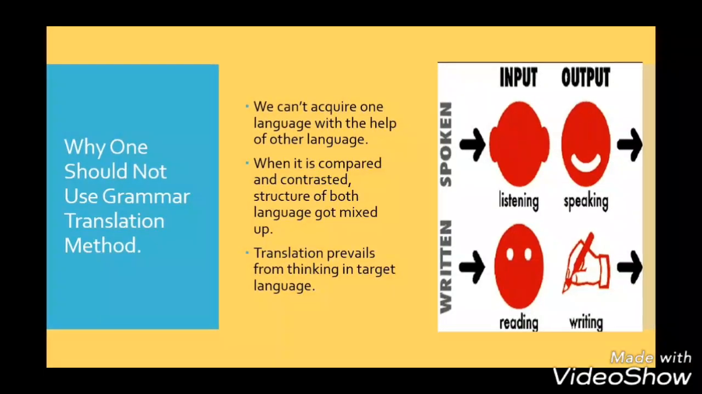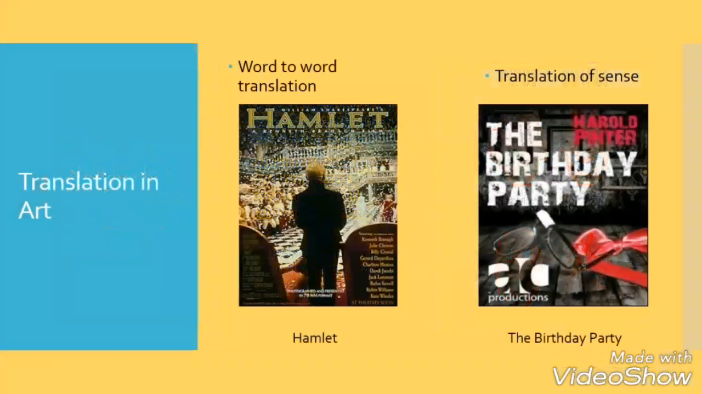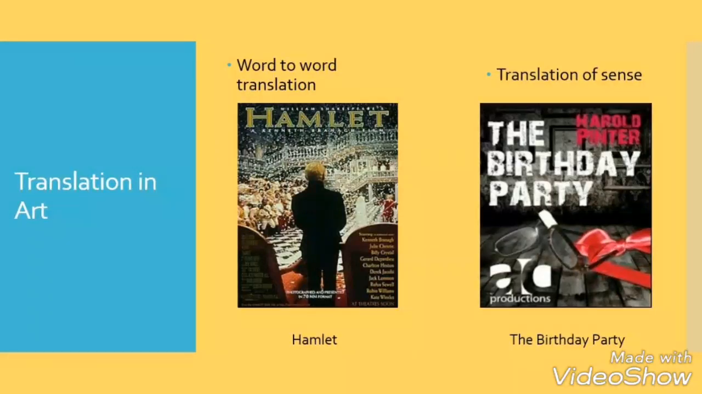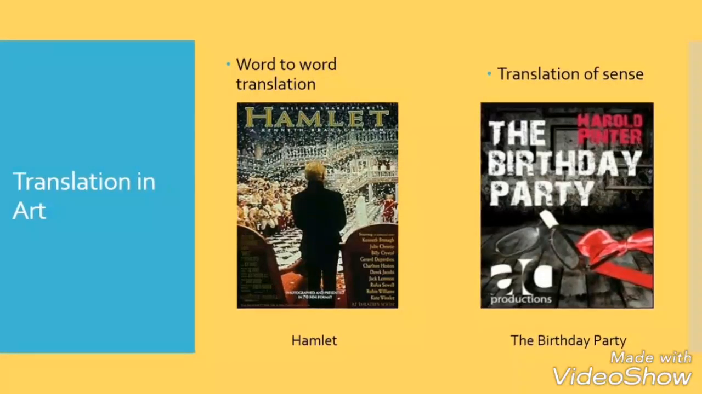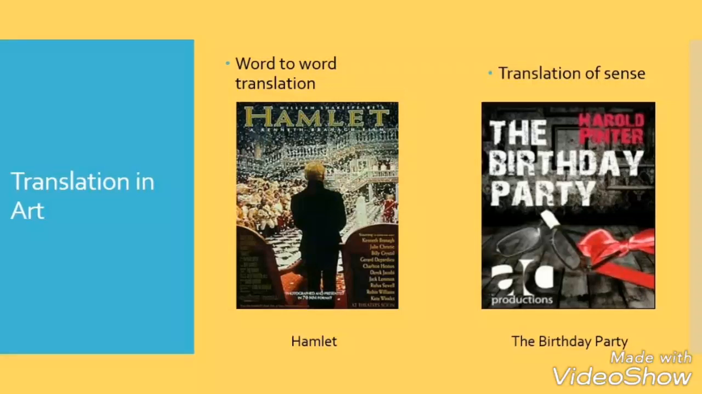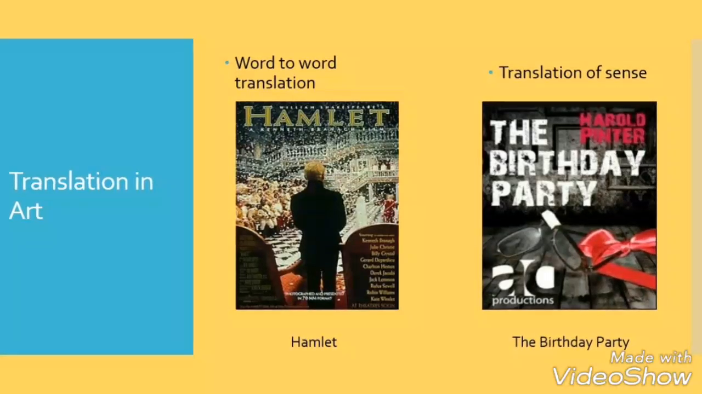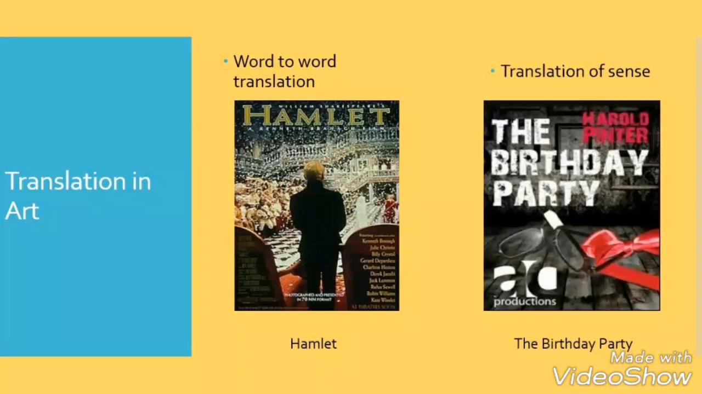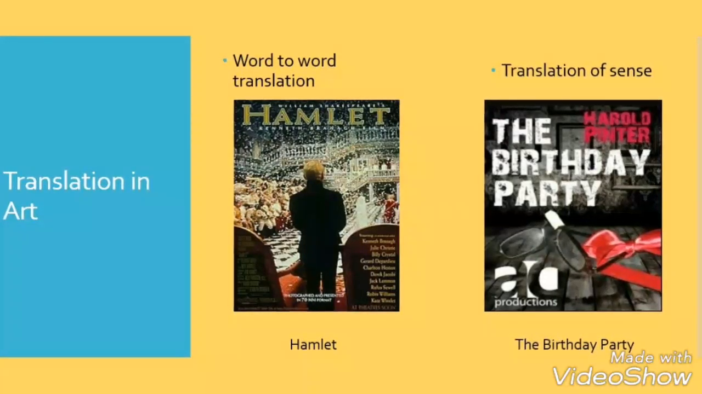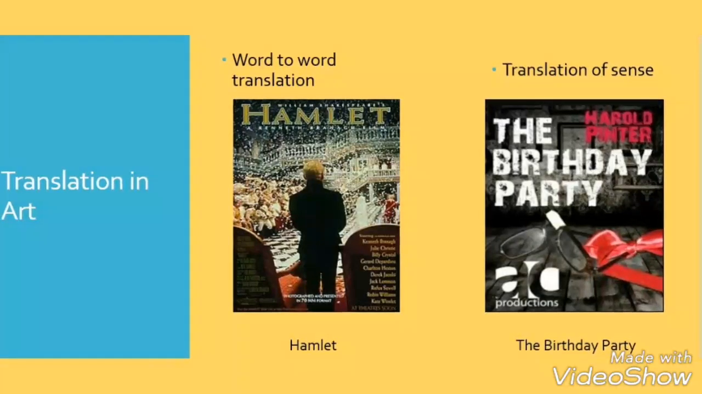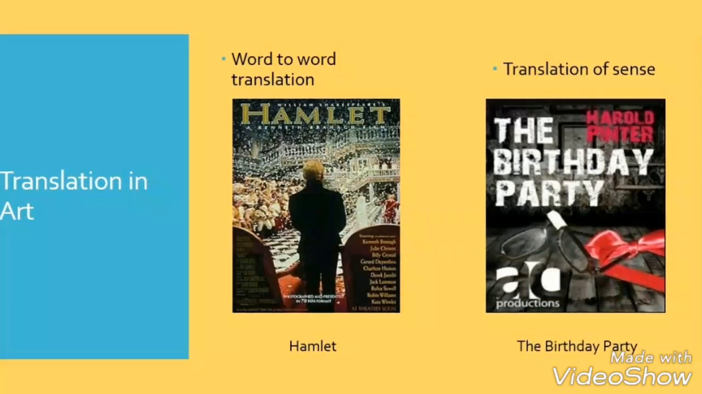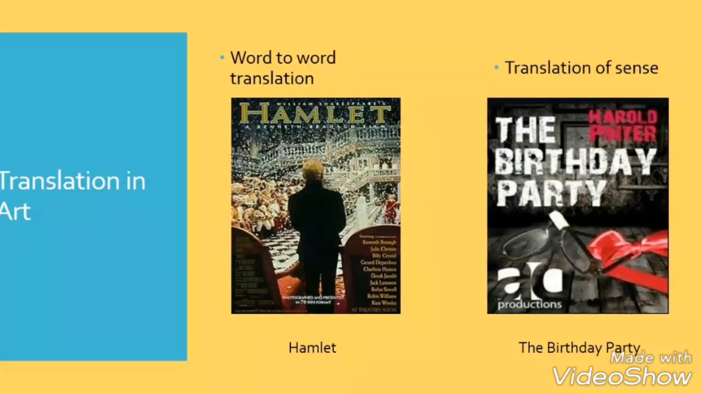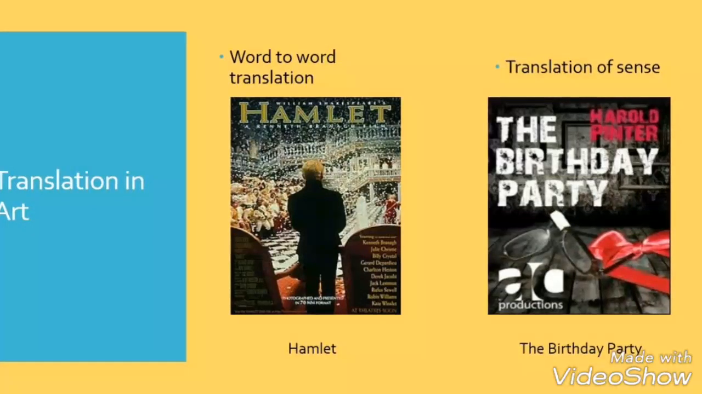Now we will see translation in arts. It can be translated in two ways: word-to-word or literal translation, and translation of sense. Here I will take two examples. One is Hamlet. We have seen that movie. It is 4 hours long and fully faithful to the text, right? Every dialogue is there. So it is word-to-word translation.